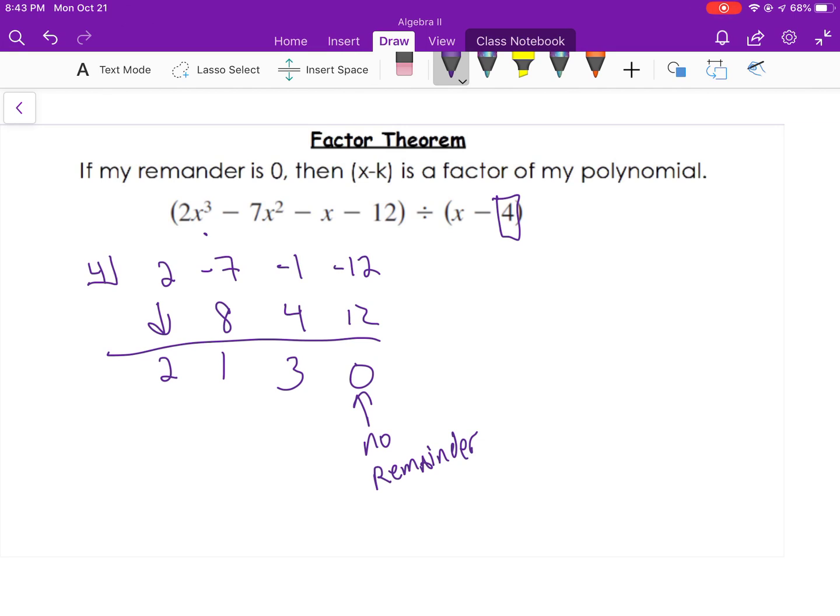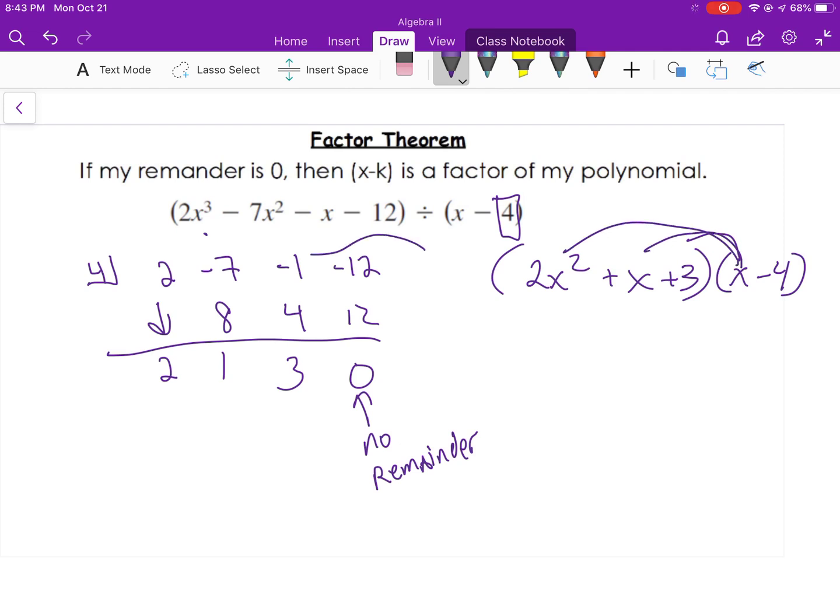What do I mean by factor? Well, this 2 is a coefficient for 2x squared plus x plus 3. So this is one factor, and so is x minus 4. So if I were to go through and multiply that out, I would get back to this as my original equation. So x minus 4 is a factor of the original polynomial, that cubic that we were using.